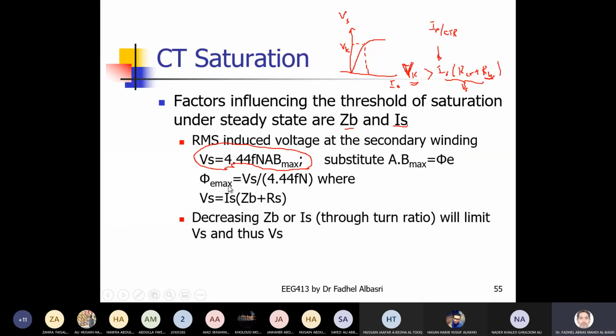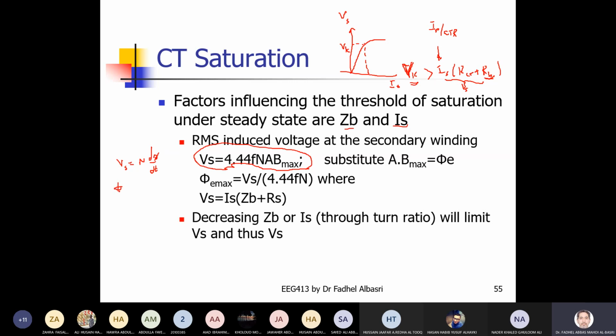Have you heard about this equation before? That the induced voltage at the secondary of a transformer is equal to this. So V, the induced voltage, is equal to N d phi by dt, according to Faraday's law, the rate of flux linkage in a transformer. The CT is the same thing, so the voltage induced at the secondary side is proportional to this.